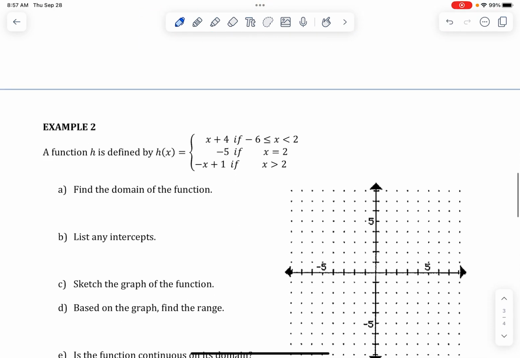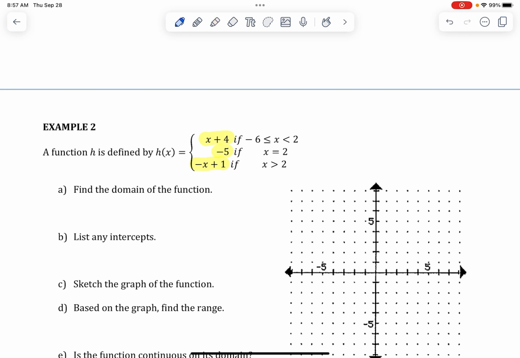Okay, so here we have 3 functions. We have a simple linear function, x plus 4. We have a second linear function, -x plus 1. And we have a constant function at -5. So it doesn't matter the order you do it in.